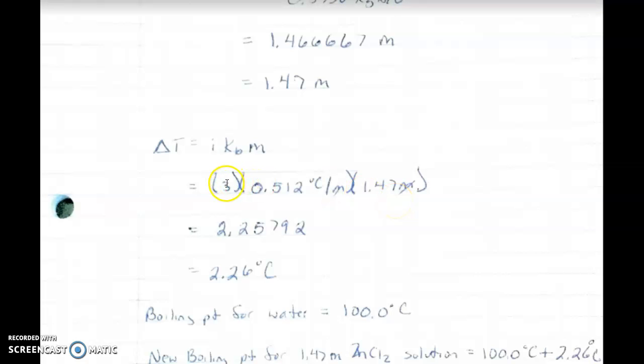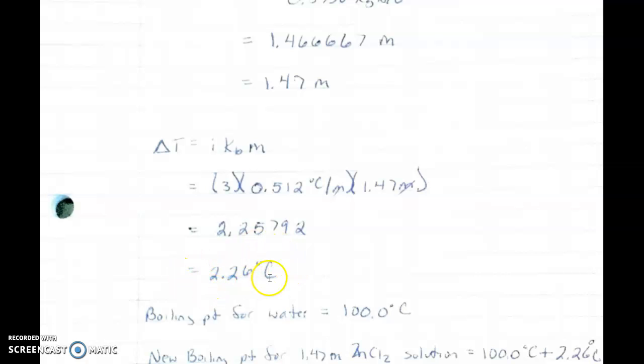So we just simply multiply 3 times 0.512 times 1.47, and that gives us 2.25792. Now, again, we have to go back, and there are 3 significant figures here, so we can only have 3 significant figures in our answer. Again, we're going to go to the hundredths position, but we're going to look at the number to the right. That is a 7, which means we round this number 5 up to a 6. So our change in the temperature is 2.26 degrees Celsius.